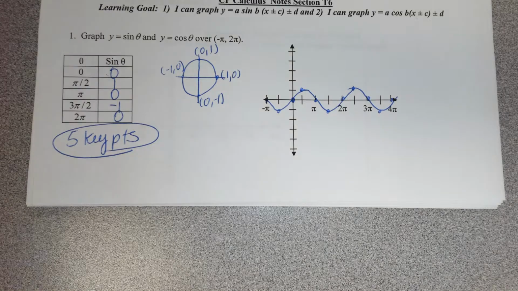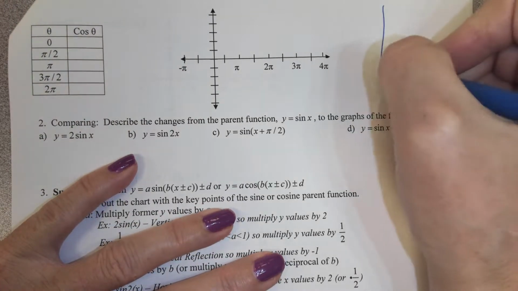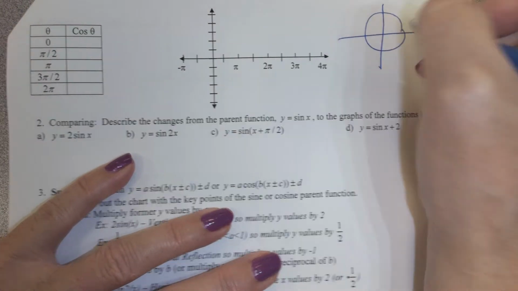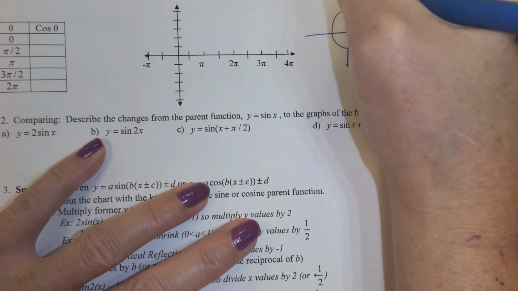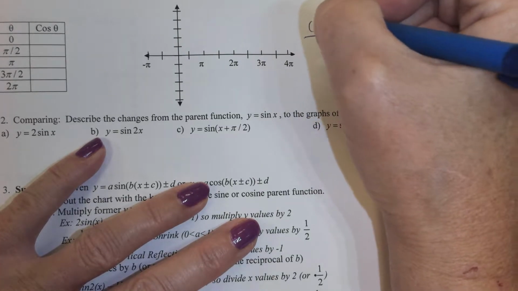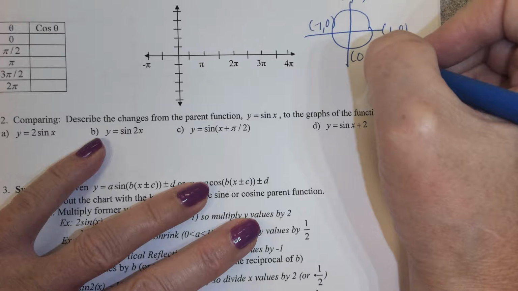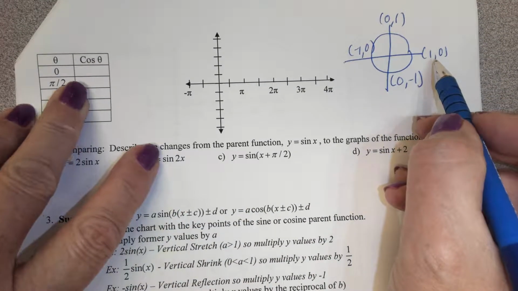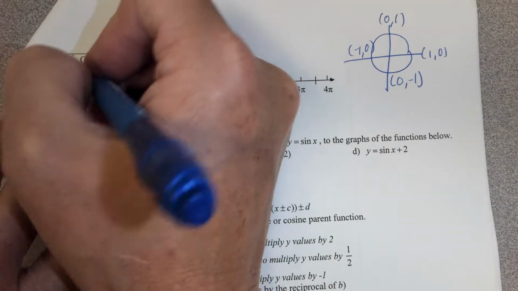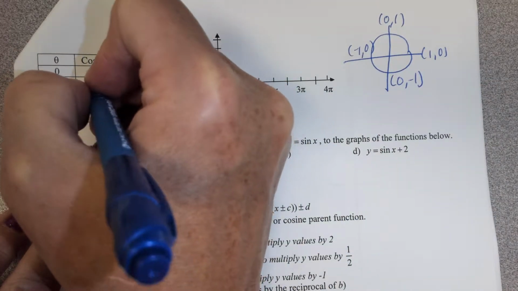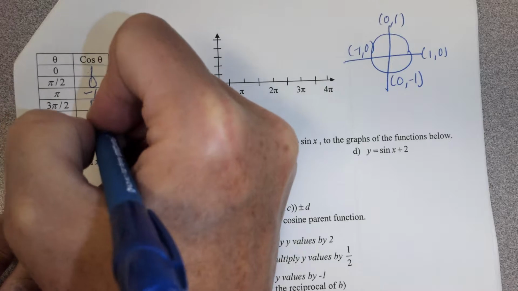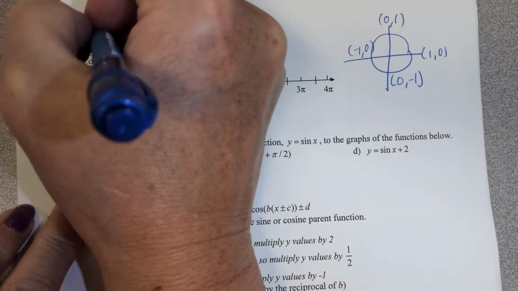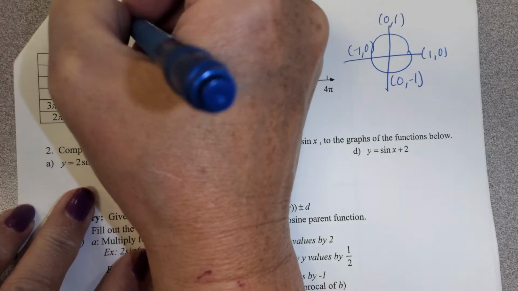So now we're going to look at the 5 key points for the cosine curve. For the cosine curve, we think of our unit circle again, get those points. And now we're doing cosine, so we're looking at the x values. So going around the unit circle, tell me what the x values are. 1. And these are the 5 key points for cosine.